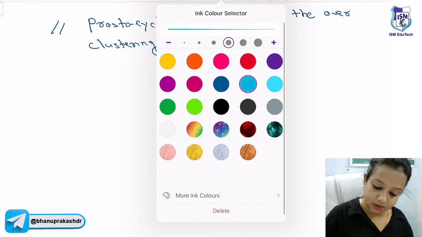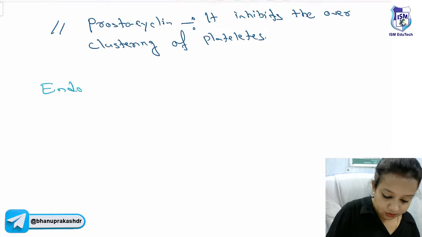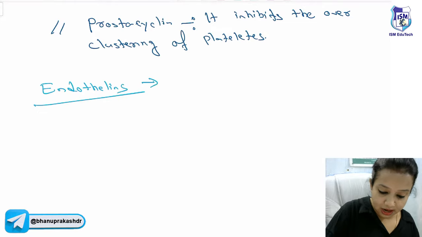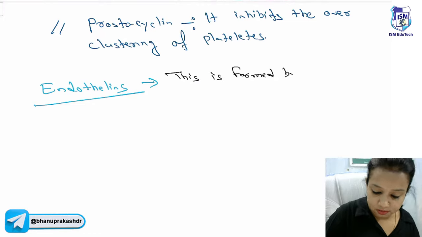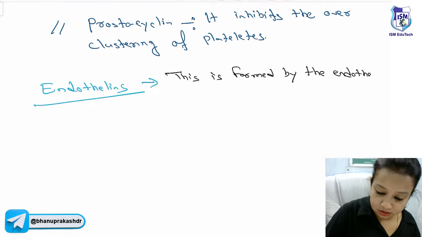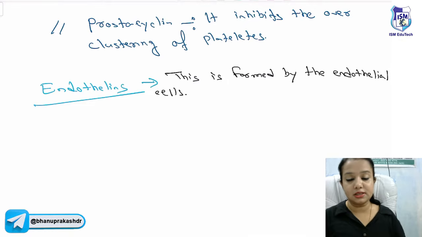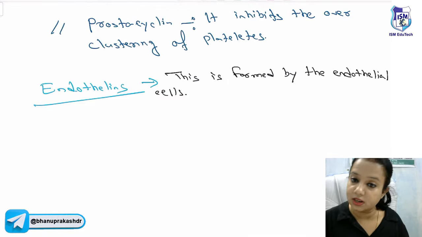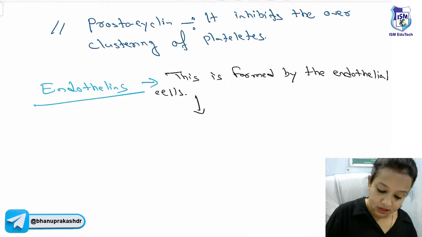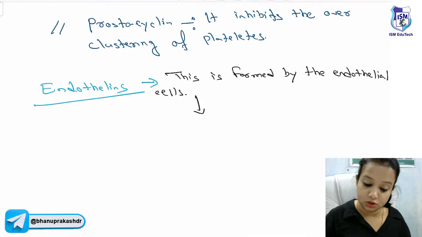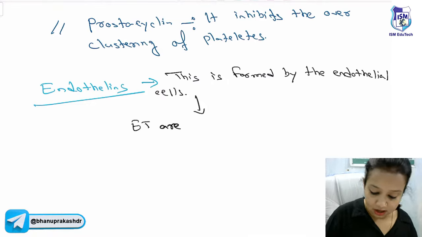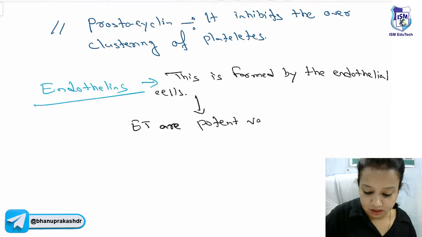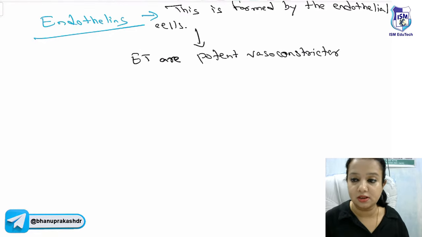Other than that, the metabolite which is endothelin. Now this endothelin is formed by the endothelial cells. Like the capillaries, they have one single layer of endothelial cell. The other blood vessels have a layer of smooth muscle, elastic muscle, and a thin lining of endothelial cell. Now these endothelial cells secrete a substance which is called endothelin. So endothelins are very, very potent vasoconstrictors.